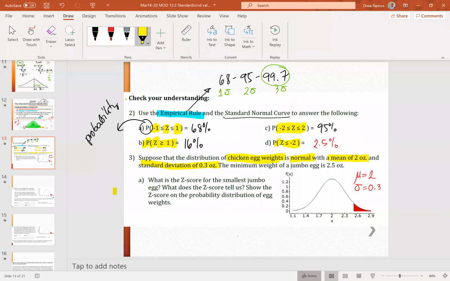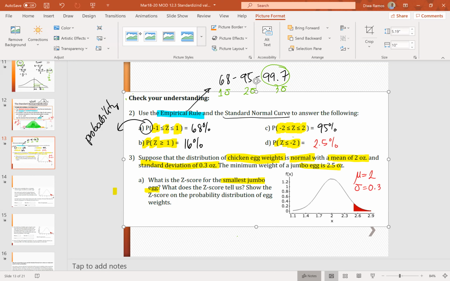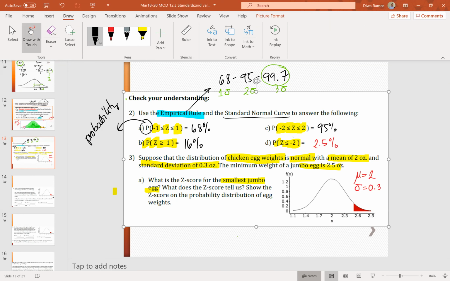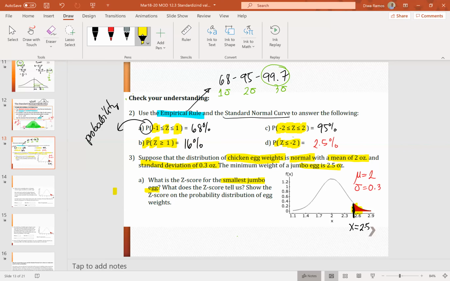And the question is, what is the z-score for the smallest jumbo egg? Now, what is a jumbo egg according to the problem? For it to be considered jumbo, it has to weigh at least 2.5 ounces, which is already here. So this is the boundary line. When x is equal to 2.5 or anything higher than that, we consider that jumbo.